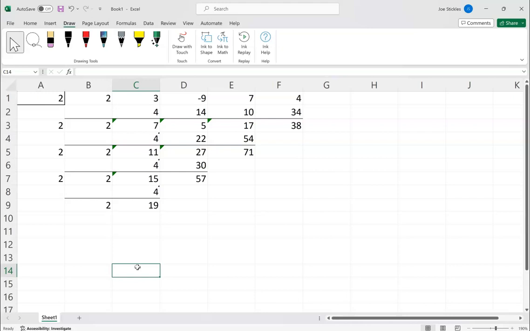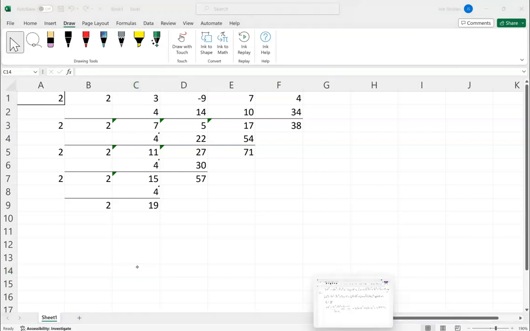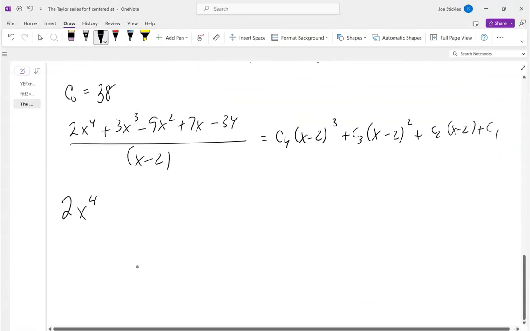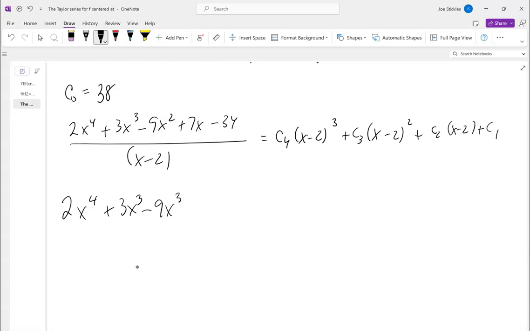All right, so read those off to me when I go back over to write it down. What we get at the very end is 2x to the fourth plus 3x cubed minus 9x squared plus 7x plus 4 equals 2 times x minus 2 to the fourth. The next one was 19, is that right? x minus 2 cubed, I don't remember. 57, thank you. Next one was 71. And the last one was 38, yes?